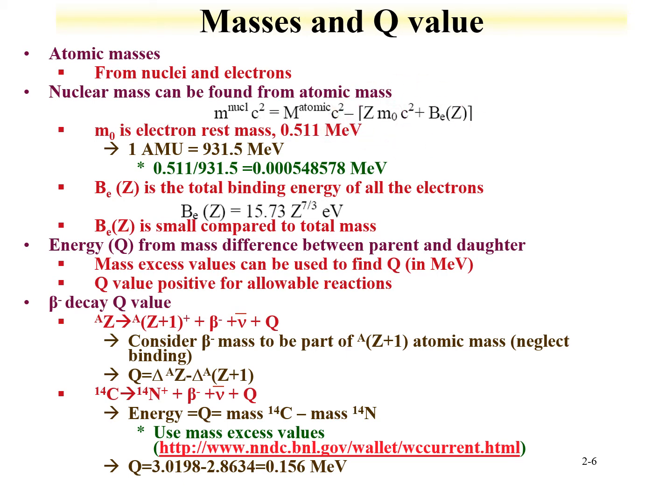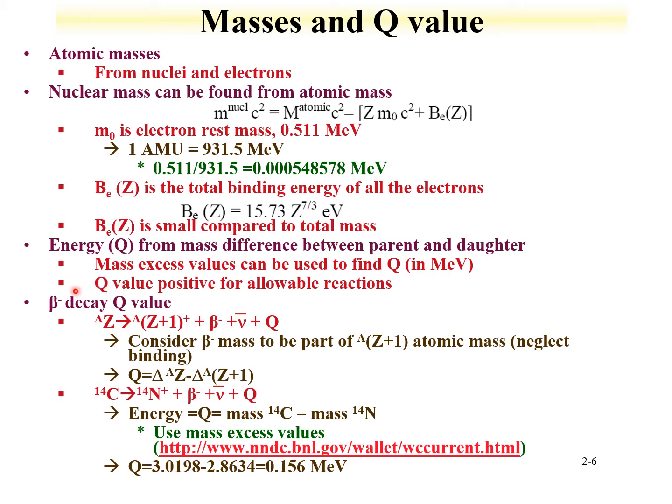The total binding energy of all electrons can be given by this equation, where the binding energy is equal to 15 Z to the 7/3, where Z is the number of protons, in eV. These masses are in MeV. Again, this number is also pretty insignificant. So both the binding energy term and the electron mass term can be neglected. For the Q value, we can just talk about the differences between the parents and the daughters in terms of the nucleus. So our concept of using the nuclear masses is relevant.